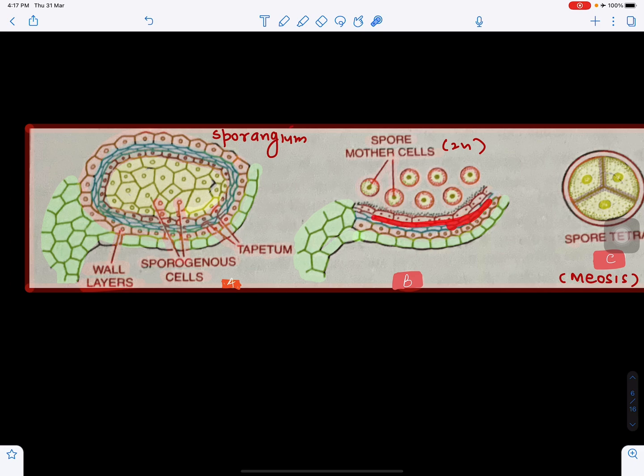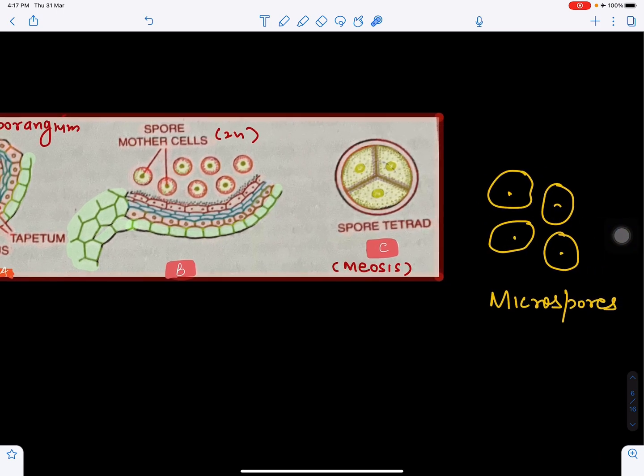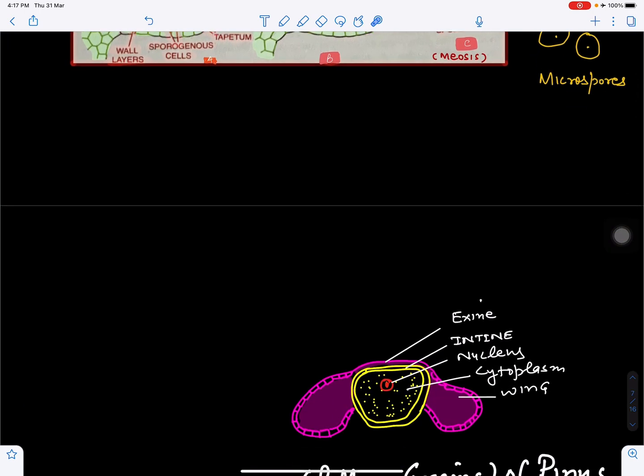The wall layers will disorganize at maturity. Each spore mother cell will undergo meiosis to form 4 nuclei. Then they get organized in a tetrad form, 3 we can see on the front side and 1 at the back. This is called a spore tetrad. Later on they get separated to form the microspores or the pollen grains.